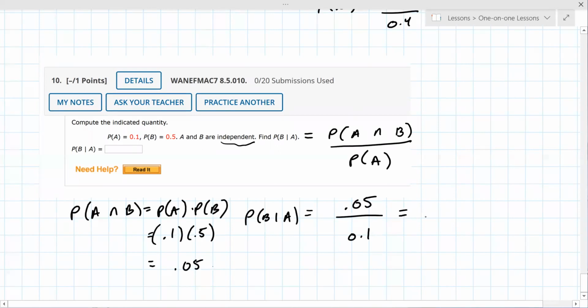And this ends up equaling, believe it or not, 0.5. So just an additional step there, but that's a good question because it'd be easy to just multiply or divide the numbers and be completely wrong. All right.